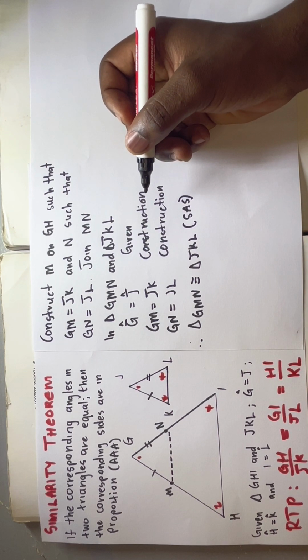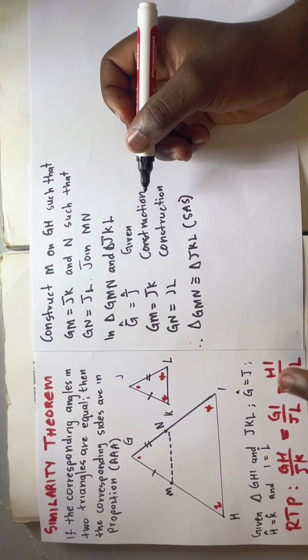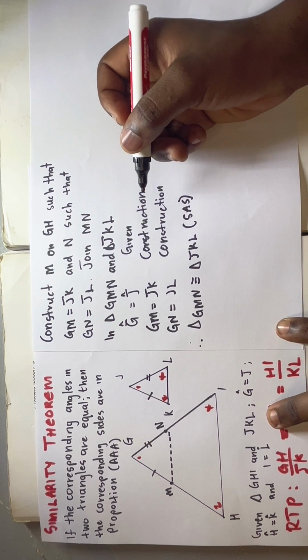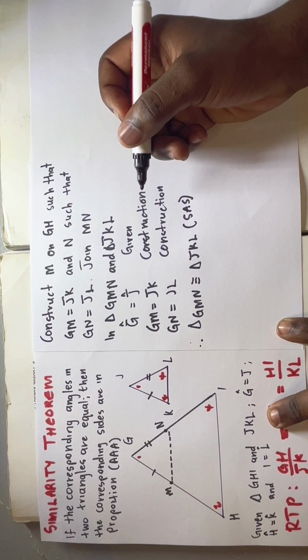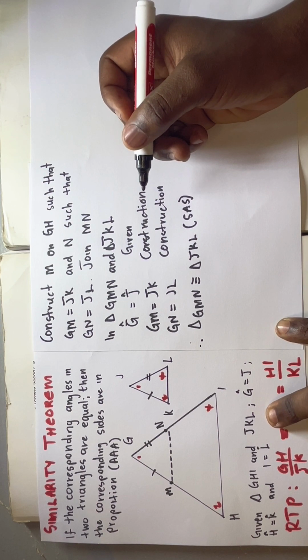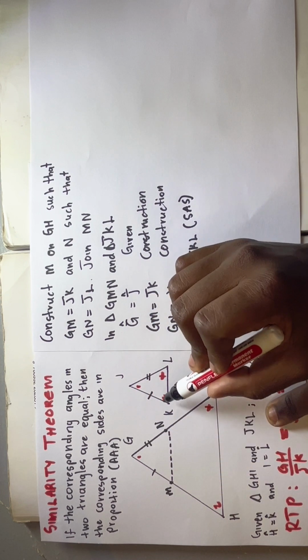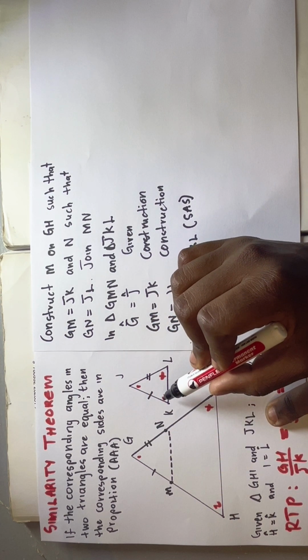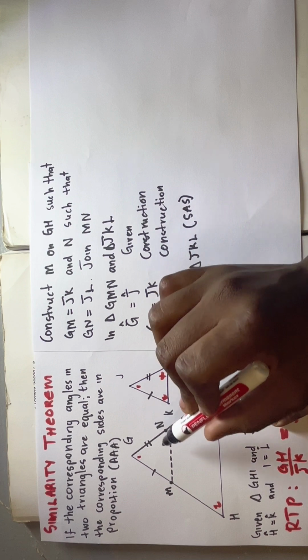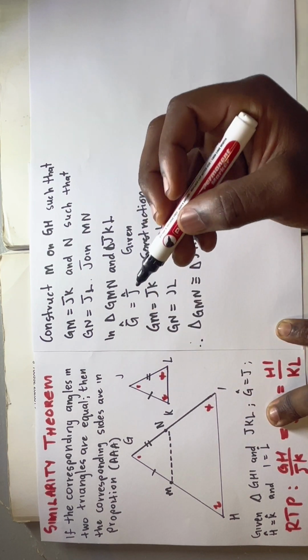And then after that, we are going to say, look, from our construction, this angle is going to be equal to this angle because of congruence, and similarly this angle is going to be equal to this angle, right?